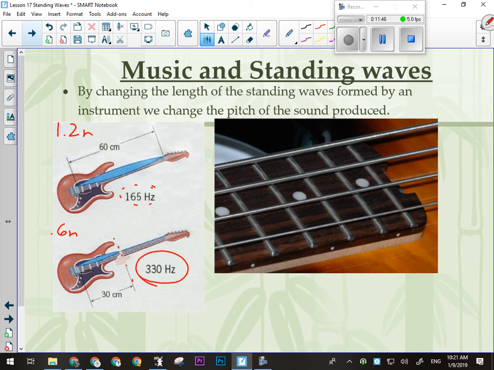Now, this is an electric guitar. The sound created by the string is picked up by essentially a microphone, a pickup, and then it's amplified electronically.